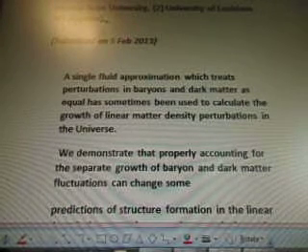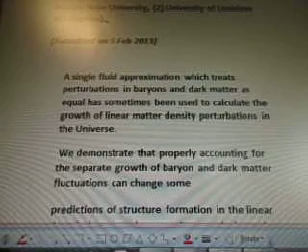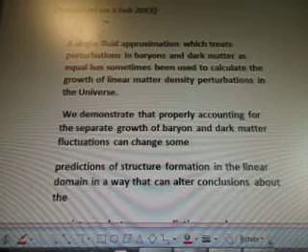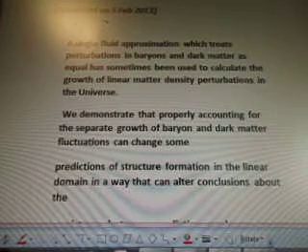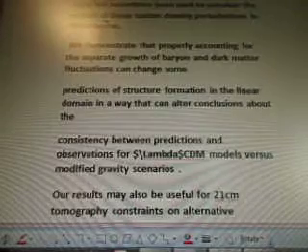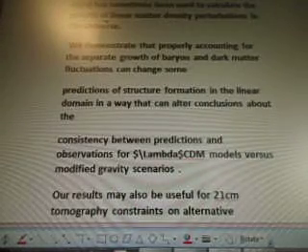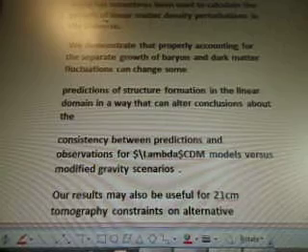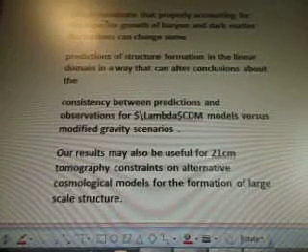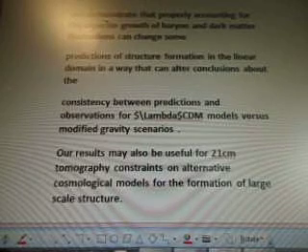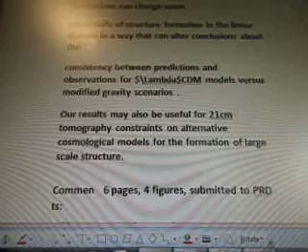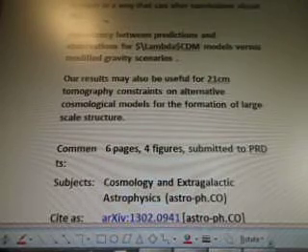A single fluid approximation which treats perturbations in baryons and dark matter as equal has sometimes been used to calculate the growth of linear matter density perturbations in the universe. We demonstrate that properly accounting for the separate growth of baryon and dark matter fluctuations can change some predictions of structure formation in the linear domain in a way that can alter conclusions about the consistency between predictions and observations for lambda CDM models versus modified gravity scenarios.